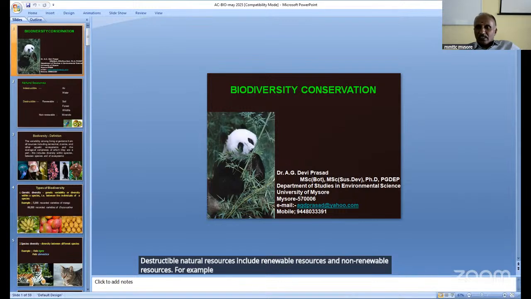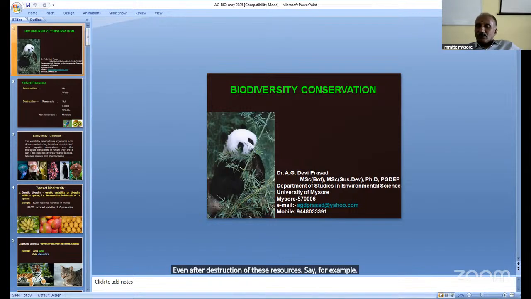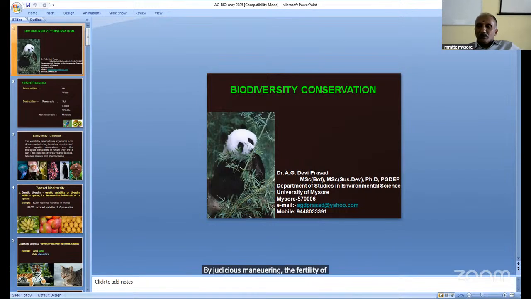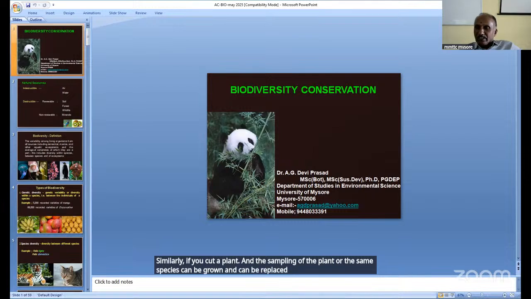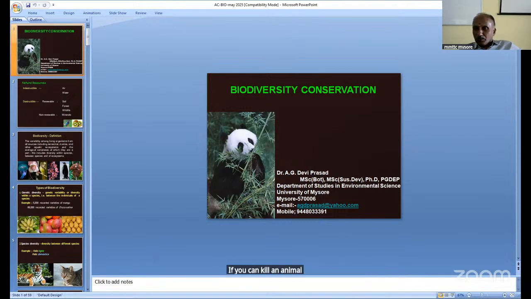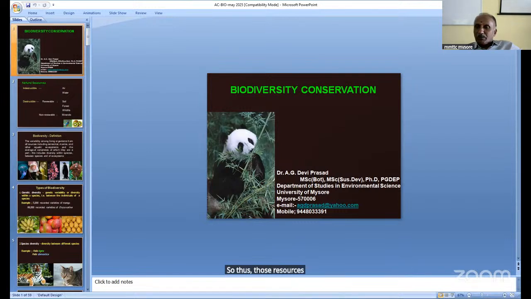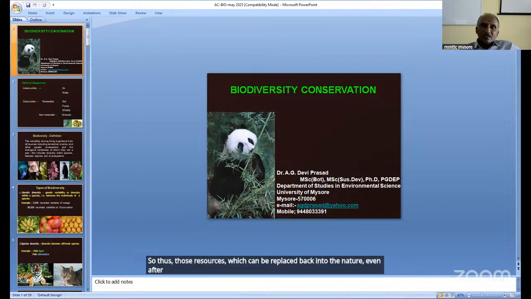For example, soil, forest and wildlife are considered renewable resources. Even after destruction, say if the fertility of the soil is lost, by judicious manuring the fertility can be brought back. Similarly, if you cut a plant, a sapling of the same species can be grown and replaced back into nature. If an animal is killed, through a proper breeding program a new individual can be produced. Those resources which can be replaced back into nature even after destruction are called destructible renewable resources.